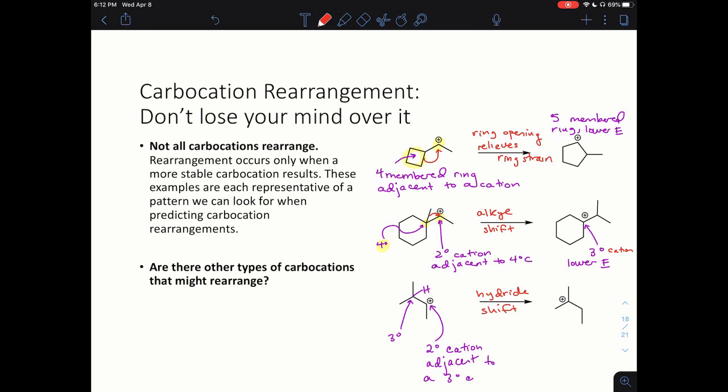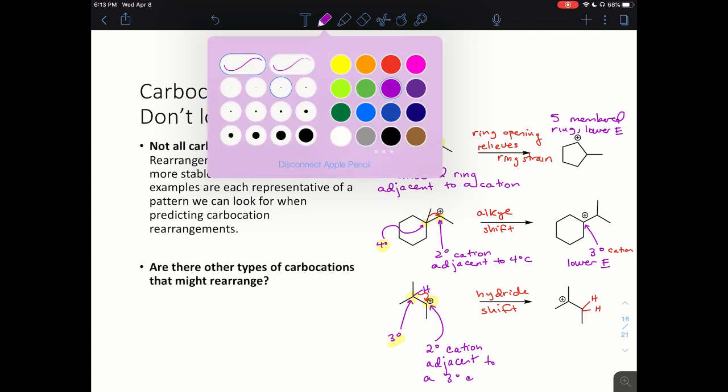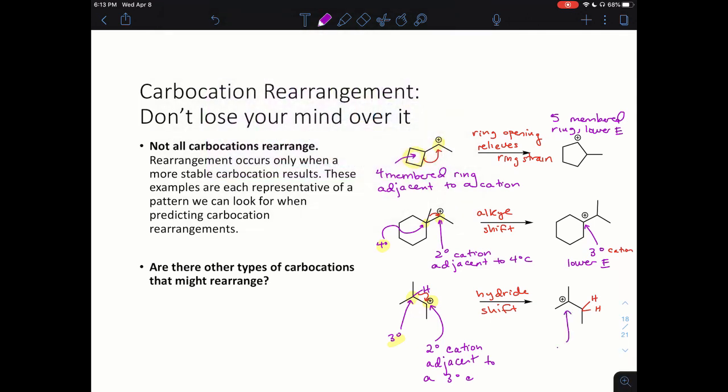All right, last pattern. When we have a secondary cation, again, the intermediate energy, adjacent to a tertiary carbon, this time we can have a hydride shift. And then we end up with a tertiary cation, which is lower energy than its secondary counterpart. Excellent. So those are three patterns that we might observe.